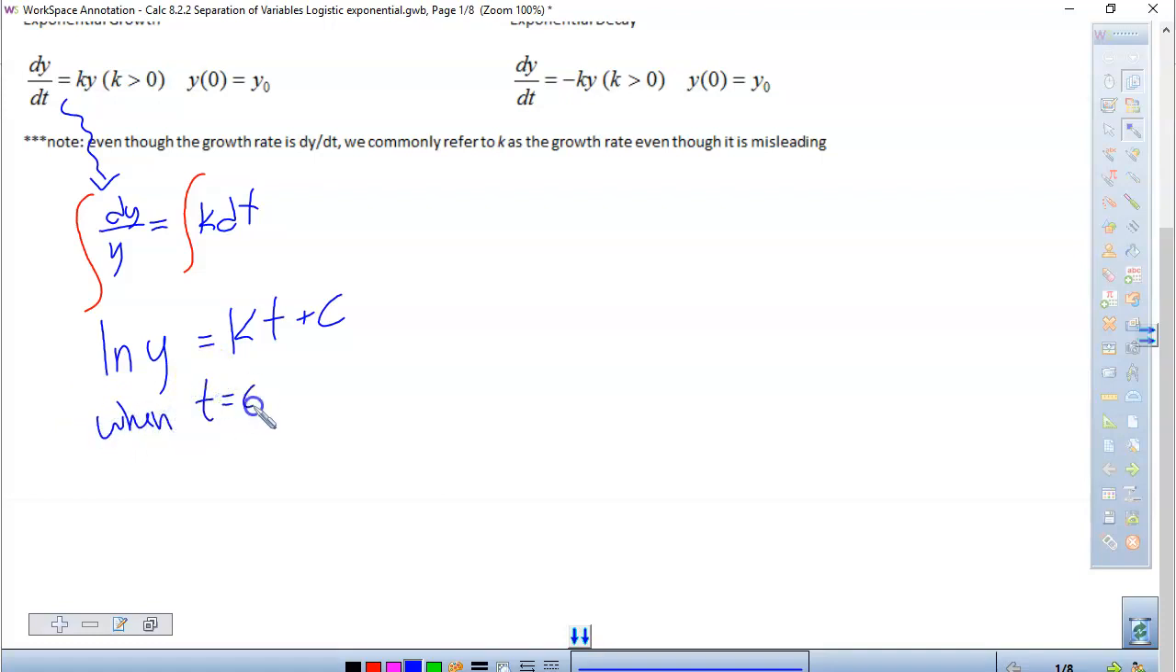So when time is 0, when t is 0, we already said by default we'll have y sub 0. So y will equal y sub 0. If we just plug that stuff in here, that means at time equals 0, y will be y sub 0. So ln y sub 0 is equal to C.